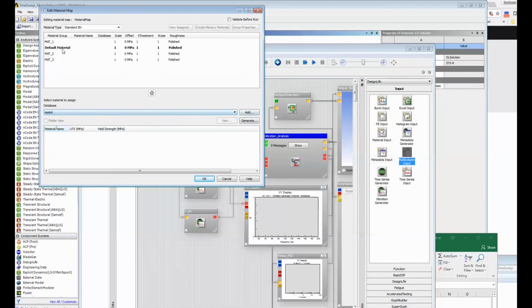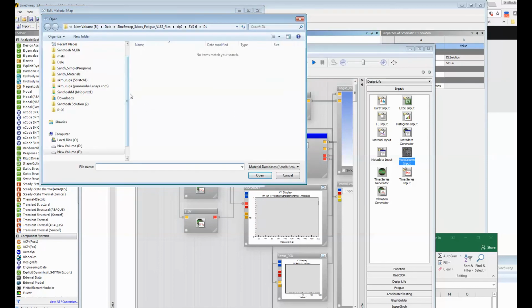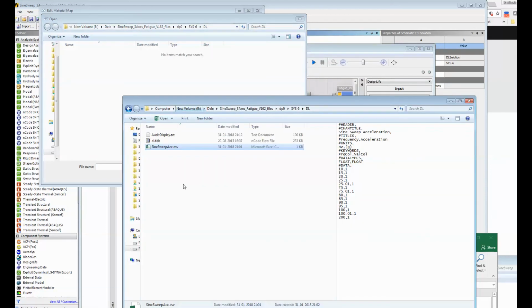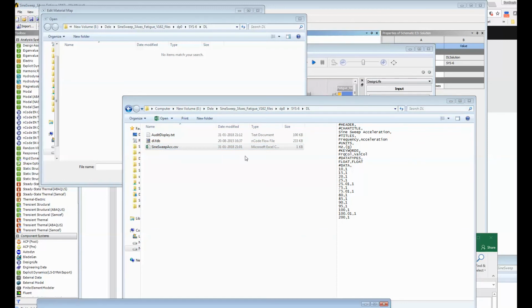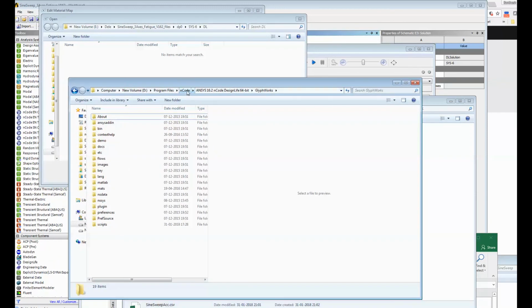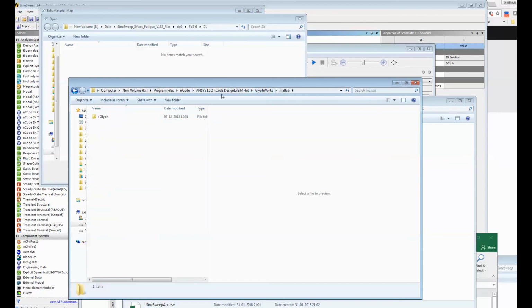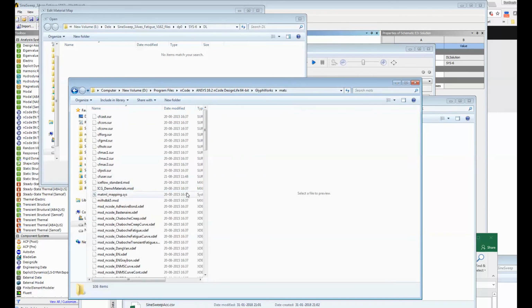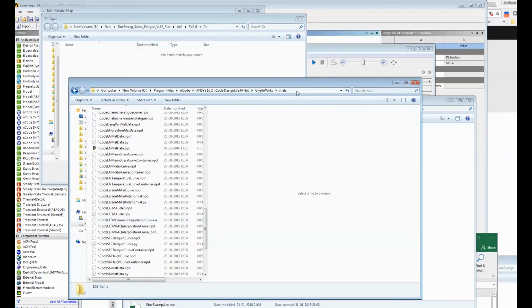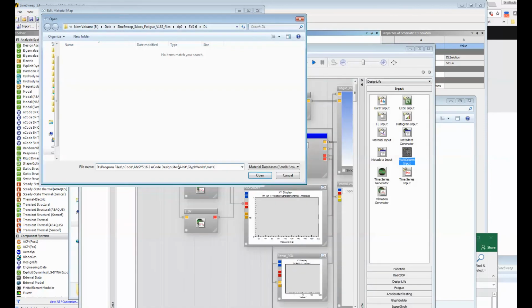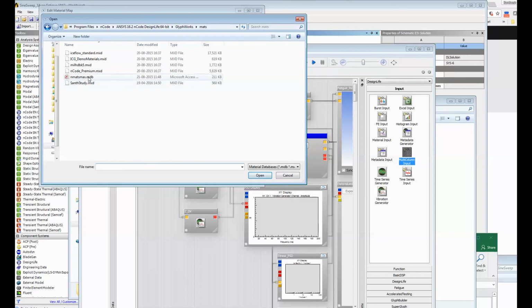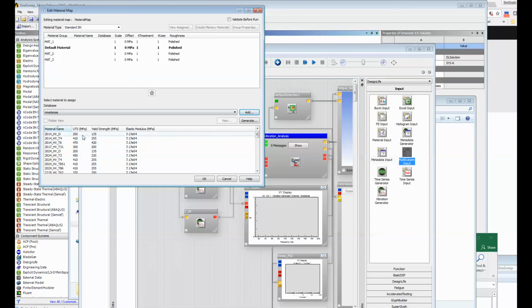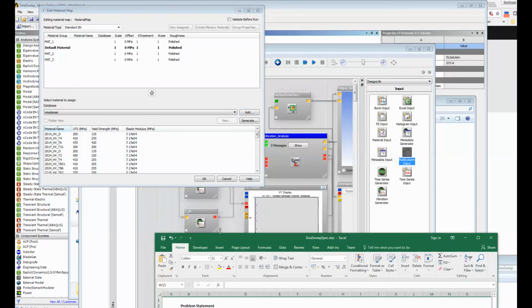Now we need to add a library where this is available. By default, nCode provides a material library which is available here. If you go to the Ansys installation directory, nCode, DesignLife, GlyphWorks, and inside that there is a folder called mats. Inside that there are different material libraries available. We are going to browse to this file and use the nCode material library here. We can see multiple materials defined in this library.